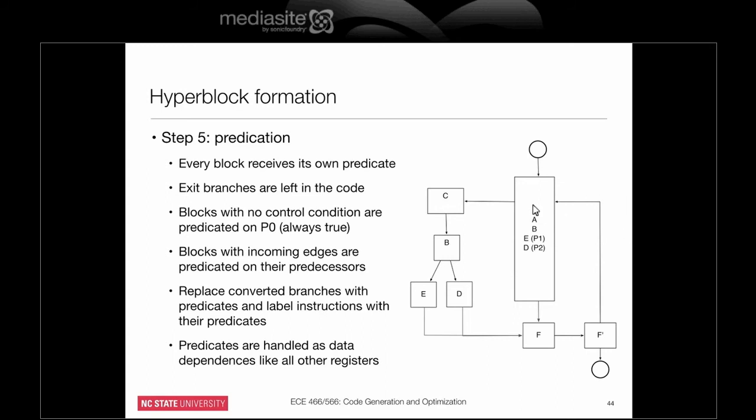Okay, now what we do is we look at the blocks within our hyperblock and we add an appropriate predication support. So every block that needs predication will get its own predicate register. So E will get a predicate register and D will get a predicate register. In this case, let's say P1 and P2. So every instruction in E will be predicated on P1 and every instruction in D will be predicated on P2. The exit branch to C has to be left in the code, but the branch to E and D is not left in the code. It is eliminated because now we have this predicate calculation instead. And when we do final scheduling, the predicates are going to be handled as data dependencies like all of the registers.